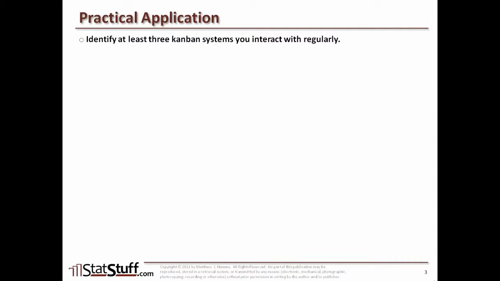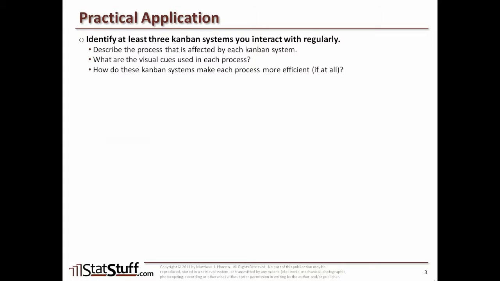Alright, before we close this lesson, let's discuss how we can apply some of these concepts in a practical way. What I'd like you to do is look at different areas of your life and try to identify at least 3 different types of Kanban systems that you probably interact with on a regular basis. First of all, for each of those, try to describe what is the process that's being affected by the Kanban system, and what are the visual cues that are used within each of those processes, and how do those Kanban systems actually make each of the processes more efficient, if they make it efficient at all.